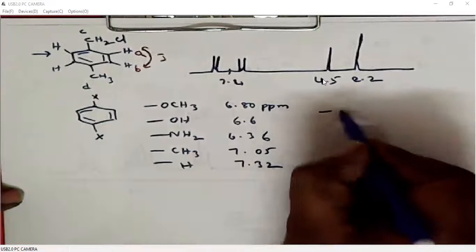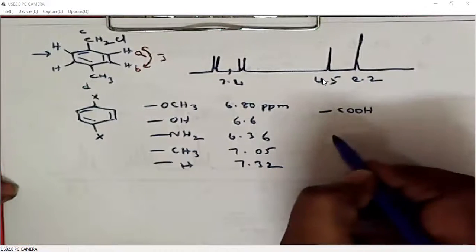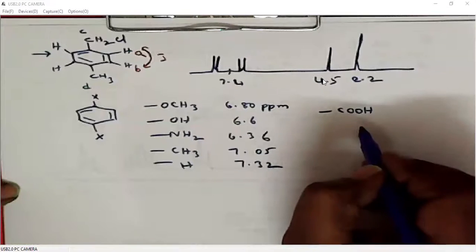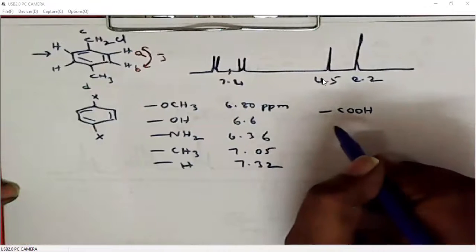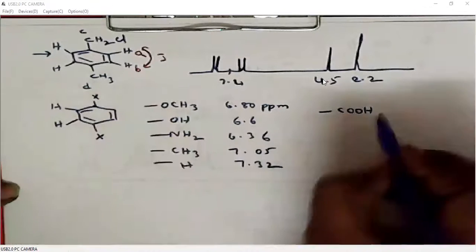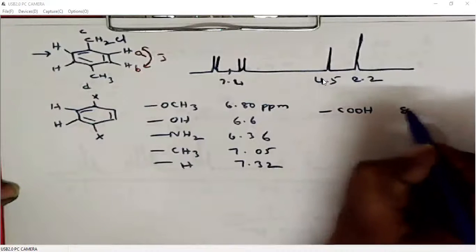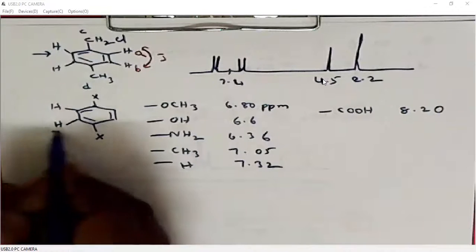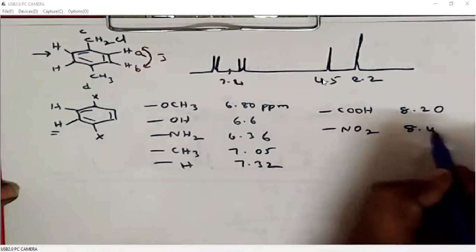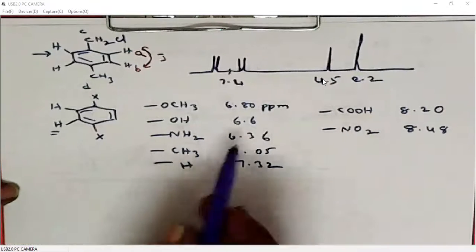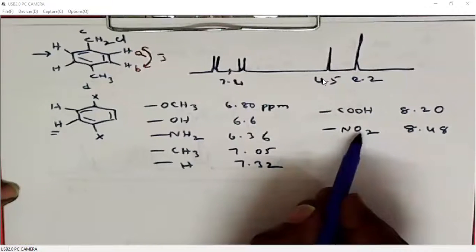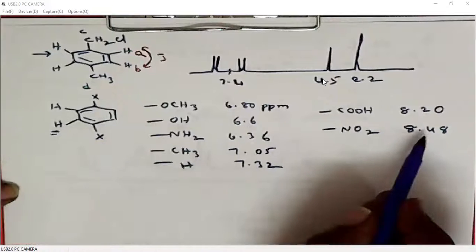Withdrawing groups will decrease the electron density around the benzene ring, so the local magnetic field will be low. As a result, the resultant magnetic field experienced by the protons will be very high. So when we have electron withdrawing groups, the delta values of aromatic protons will be very high. Remember this. When we have electron releasing groups, the delta value of aromatic protons will come down. When we have electron withdrawing groups, the delta value of aromatic protons will increase.